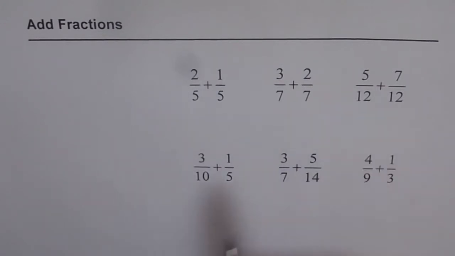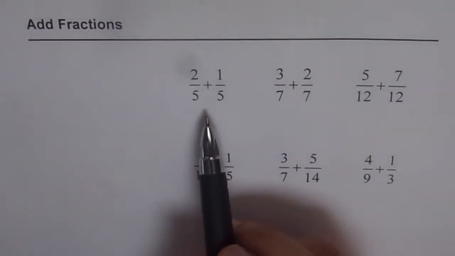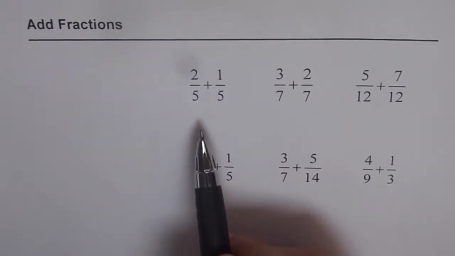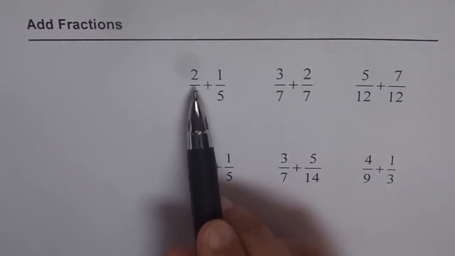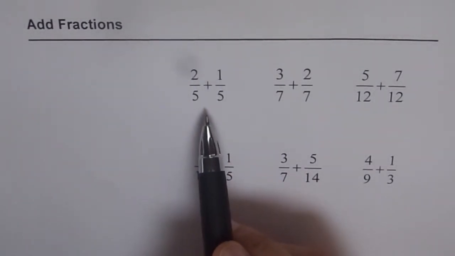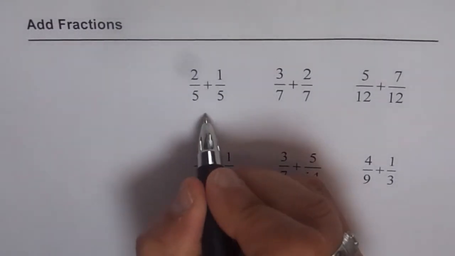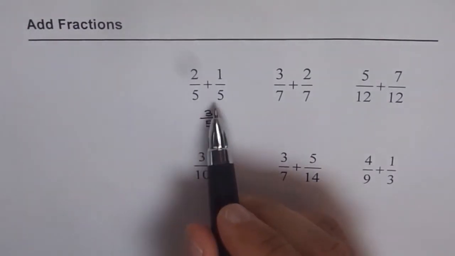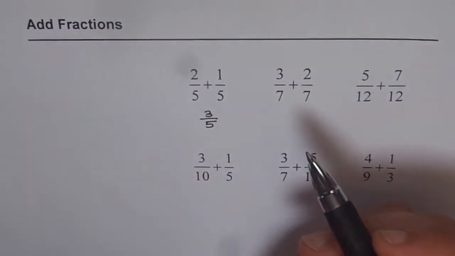Now we have a couple of examples here, 6 to do, right? So we'll start with the very first one, which is 2 out of 5 plus 1 out of 5. Now in this case, you see it is 2/5 and 1/5. If you add them up, what do you get? 2 plus 1 is 3. So you get 3/5, right? That was easy. Adding similar things is always possible.